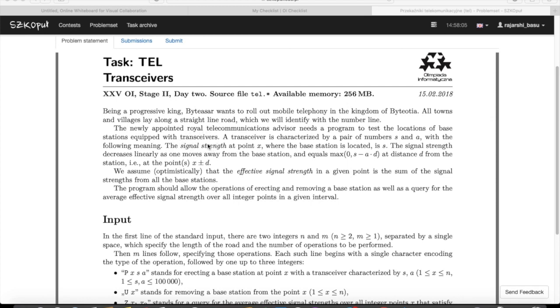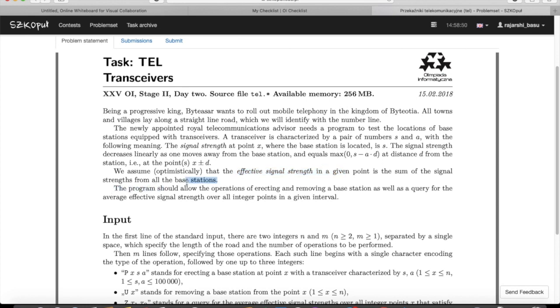Now there are multiple stations placed at various locations on a number line. Each of these is called a transceiver. A transceiver is characterized by a pair of numbers S and A with the following meaning. The signal strength at point X, where the base is located, is S. The signal strength decreases linearly as one moves from the base station and equals max(0, S minus A times d) at distance d. Now we assume that the effective signal strength at a given point is the sum of signal strengths from the base stations.